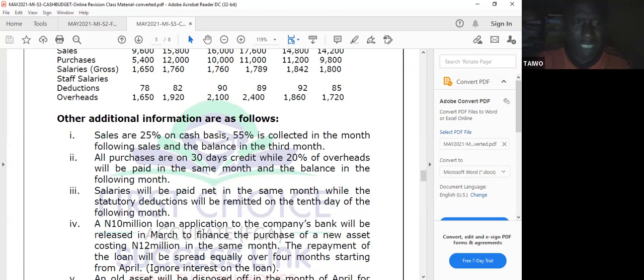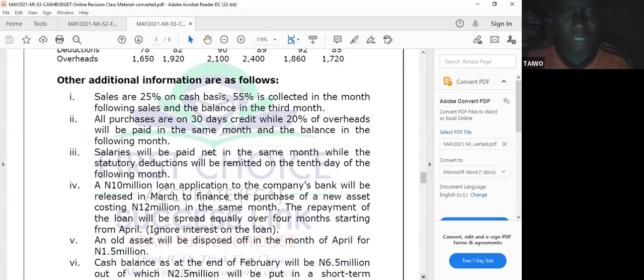A 10 million naira loan application to the company. They gave the company a 10 million naira bank loan, which will be released in March to finance the purchase of a new asset, which is costing 12 million naira in the same month. Now, the repayment of the loan will be spread equally over 4 months, starting from April.